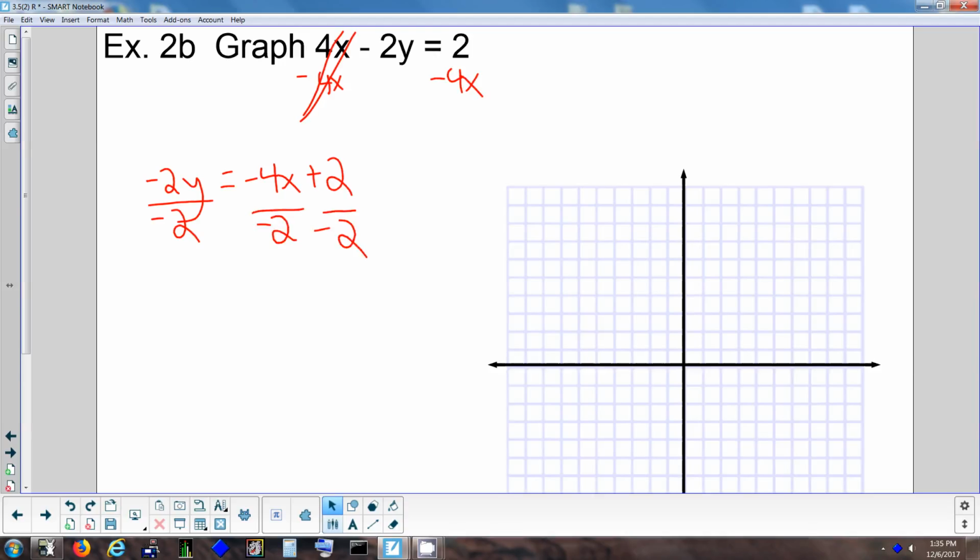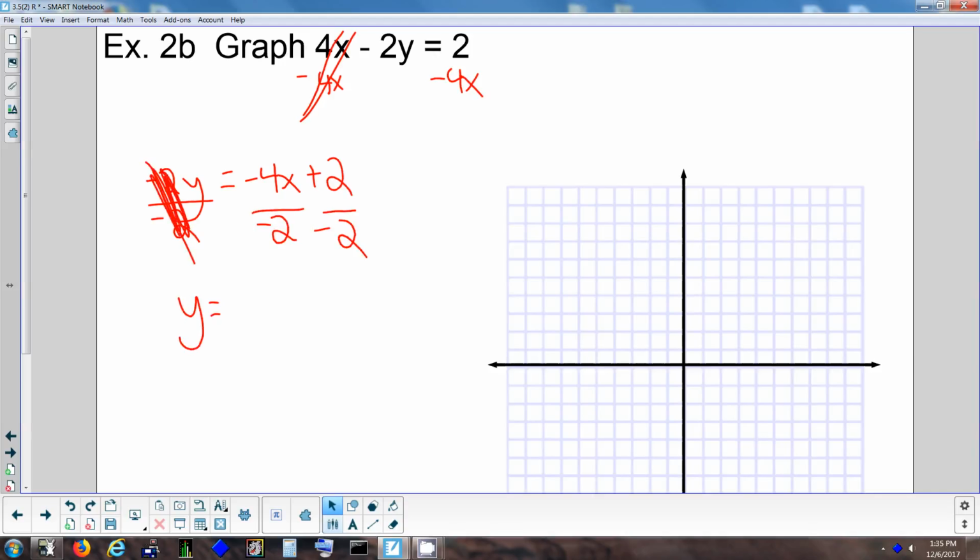When I do negative 2y divided by negative 2, what's left? That cancels out. What's left? This is gone. This is just a y. That's what I want, right? I want the y only. That's my whole reason for doing it, to get y by itself. Very good.